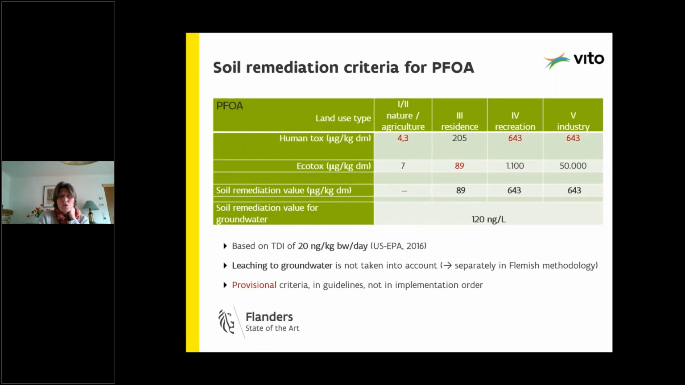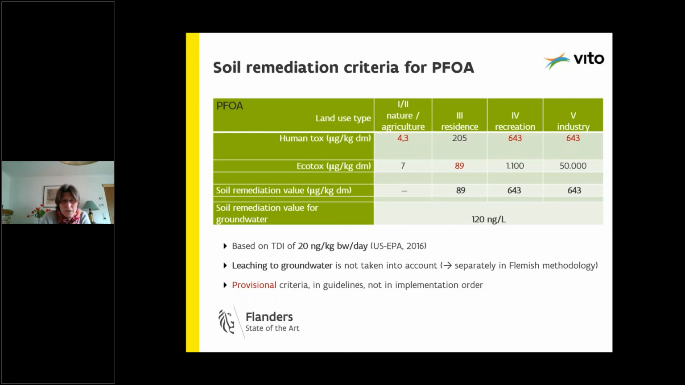Then results for PFOA, again the same land use types, values for human tox, values for ecotox, and the lowest value, which is retained as the soil remediation value for PFOA in soil. Also here we obtained a soil remediation value for groundwater of 120 nanograms per liter. This is based on the same TDI of 20 nanograms per kilogram body weight per day. It's just a coincidence that this is the same value as for PFOS.